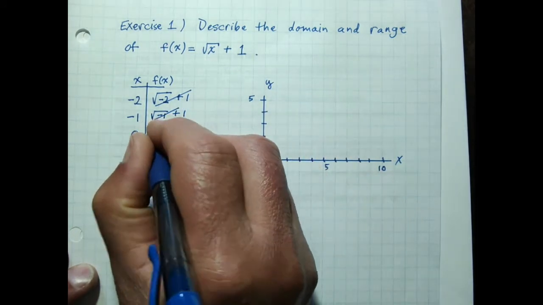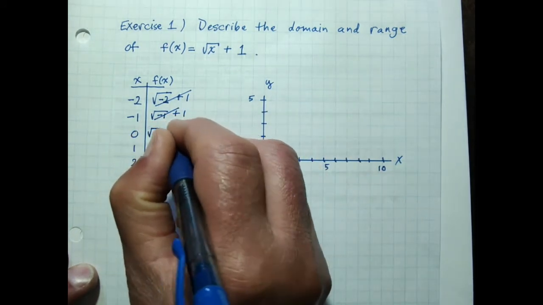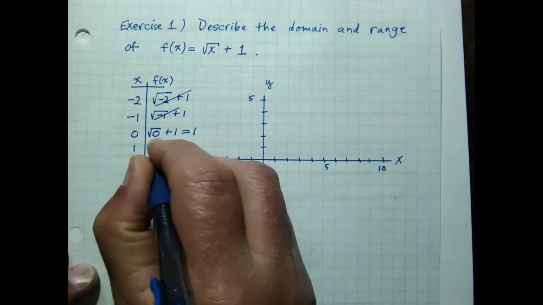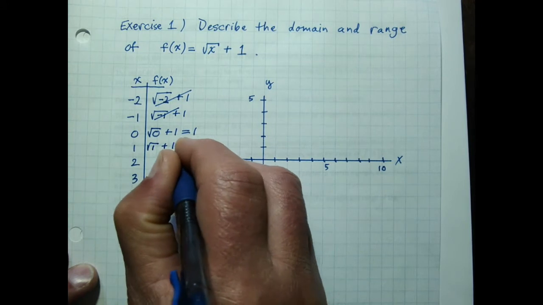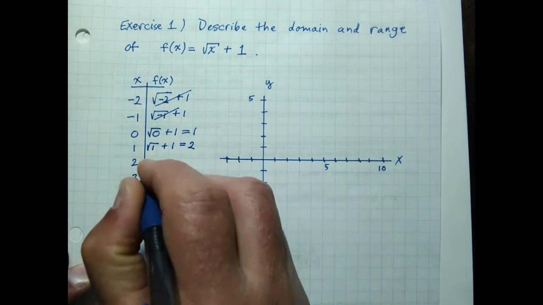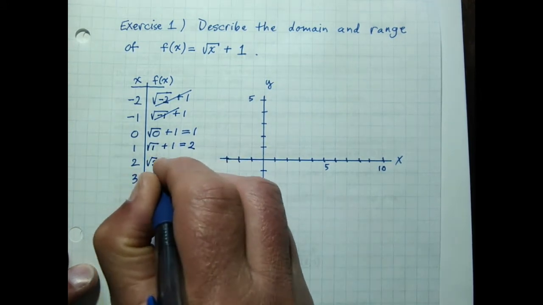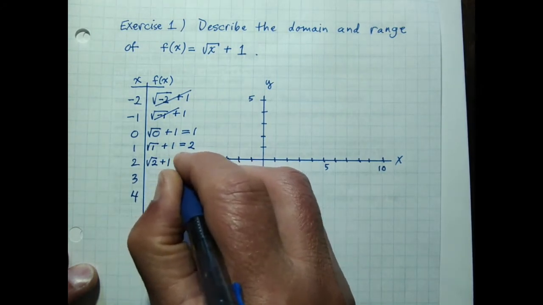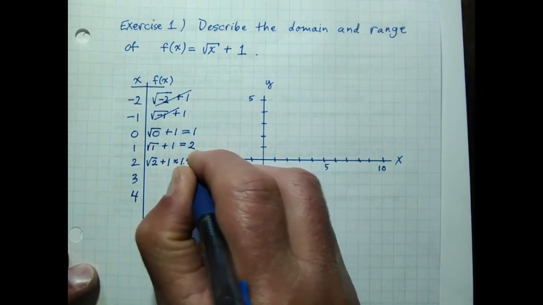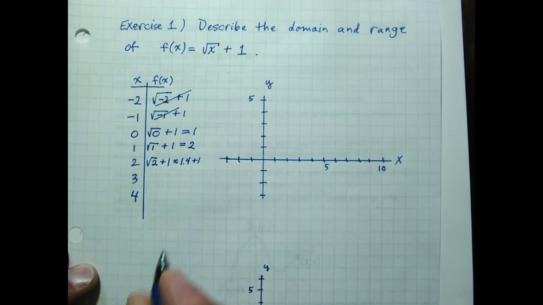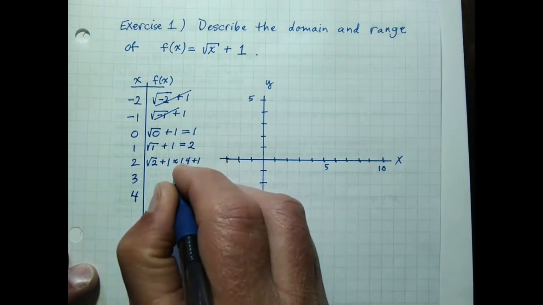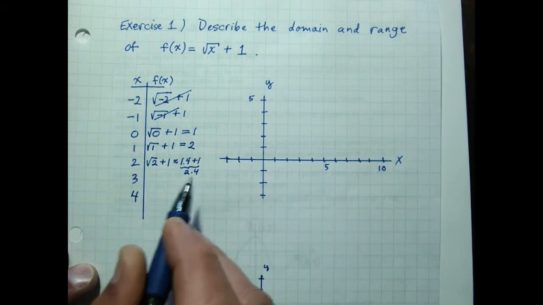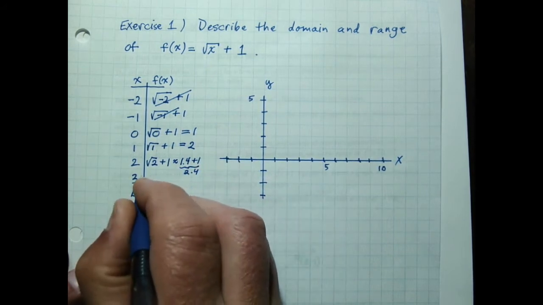But at 0, I can plug in 0. Square root of 0 plus 1 is just going to be 1. Square root of 1 plus 1 is going to be 1 plus 1, or 2. Square root of 2 plus 1, square root of 2 is about 1.4, so I'll use a calculator to help me get a decimal here. So my y value is actually about 2.4, right? Because I add 1 to 1.4.